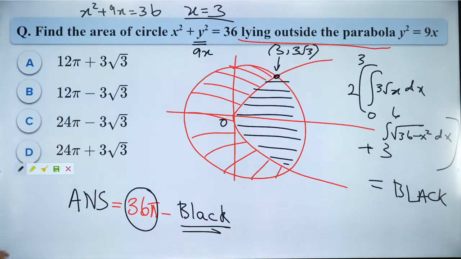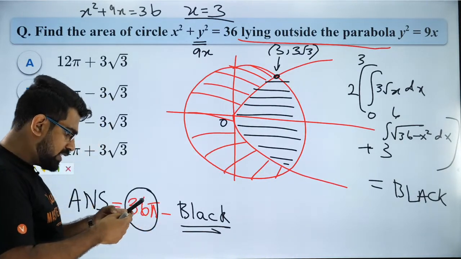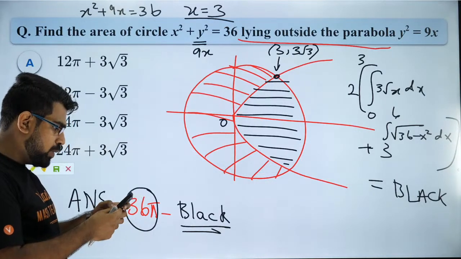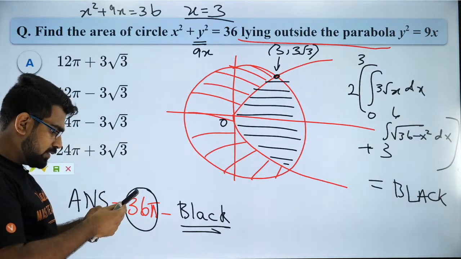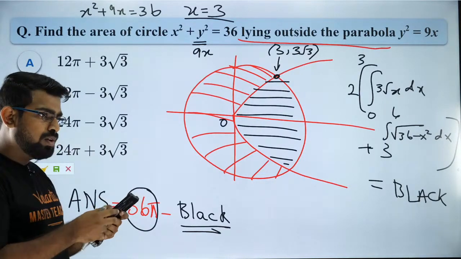I think it is option C or D, something. I'll tell you the answer, 1 minute. I think it is option C or D. Okay, just wait for some time. I will tell you exactly what it is. Clear? 1 second. I'll just show it to you.